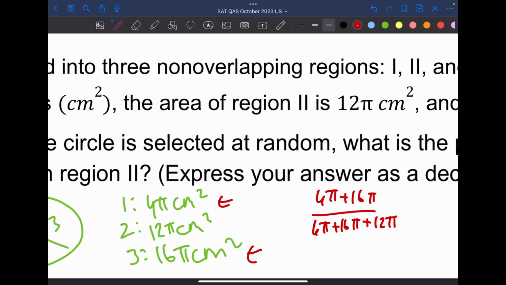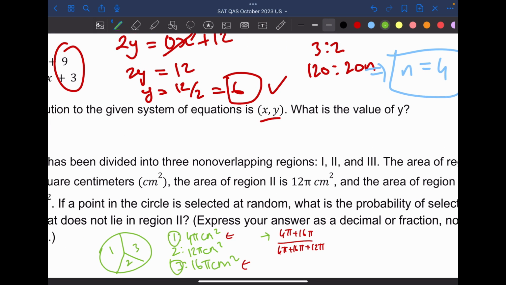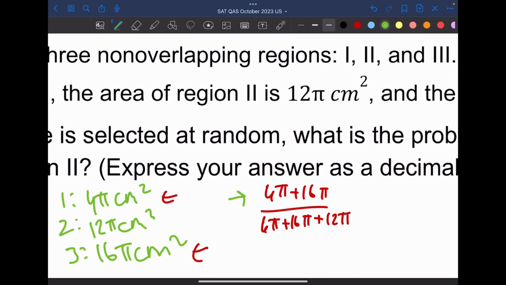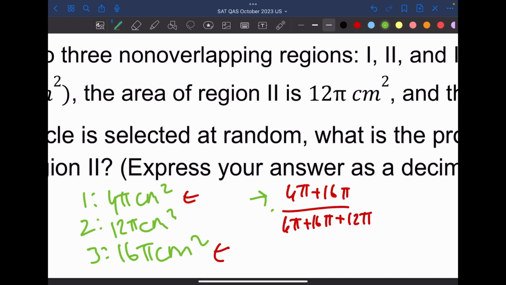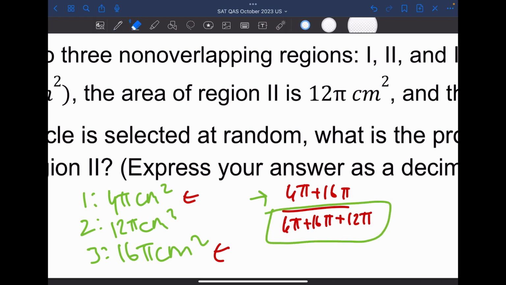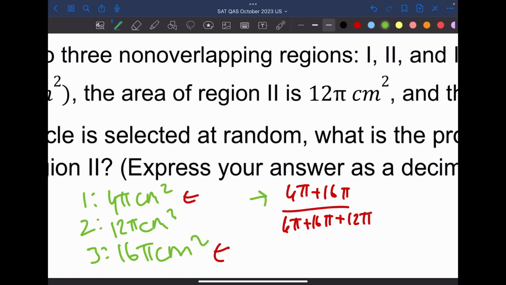Once again, I did this because the top number is the number that I want. So since we want 1 and 3, these are the numbers that I added up together because the combined probability is what we want. And for the bottom, it's the total probability. So you'd add up every single thing, even the unwanted outcomes.